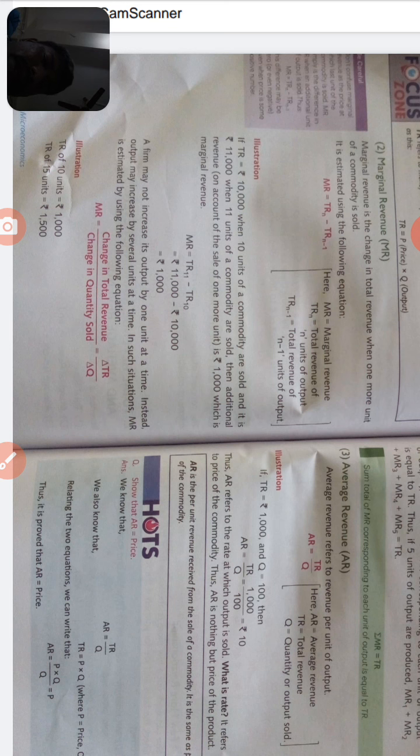A firm may not increase its output by one unit at a time. Instead, output may increase by several units at a time. In such a situation, marginal revenue is estimated using the formula MR equals change in total revenue, that is delta TR, divided by change in quantity sold, that is delta Q. Delta, or triangle, stands for change. TR of 10 units is 1,000, and TR of 15 units is 1,500.